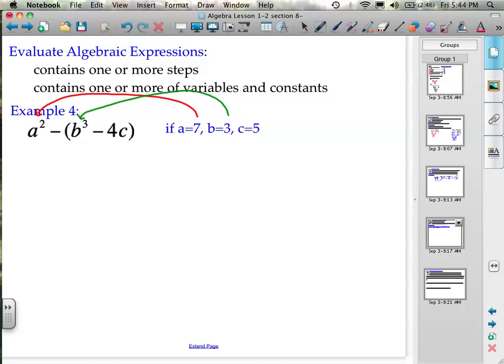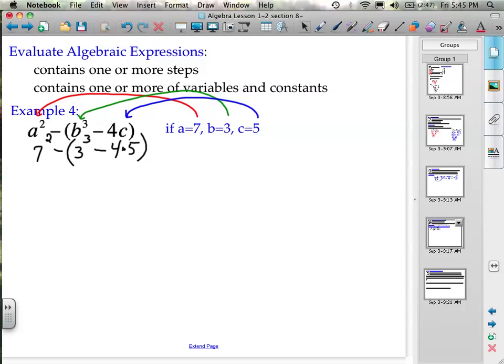So, the first thing you should do is substitute in your values. Be careful not to lose what operation was intended. So a is 7 squared. Subtract, now we have b cubed, so that's 3 to the 3rd power. Subtract 4. Now what operation is holding 4 and c together? That's multiplication. So 4 times 5. And we close the parenthesis.